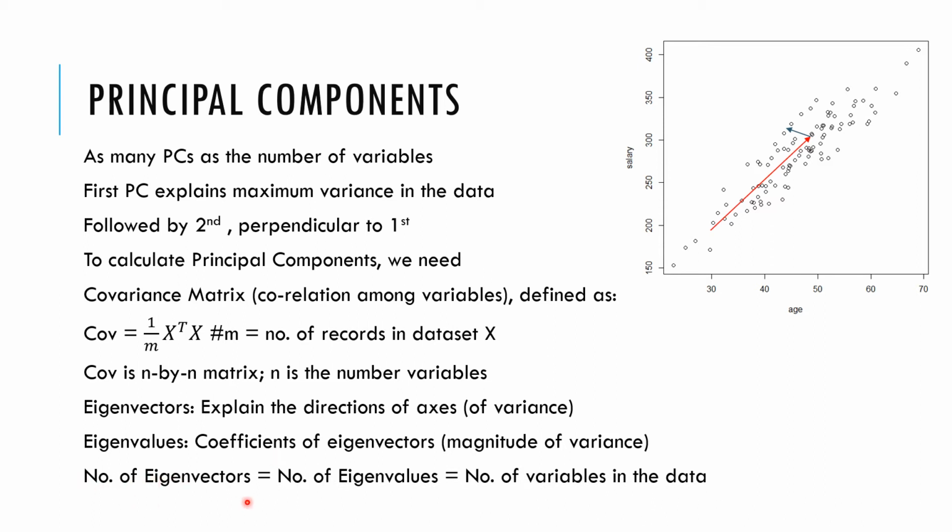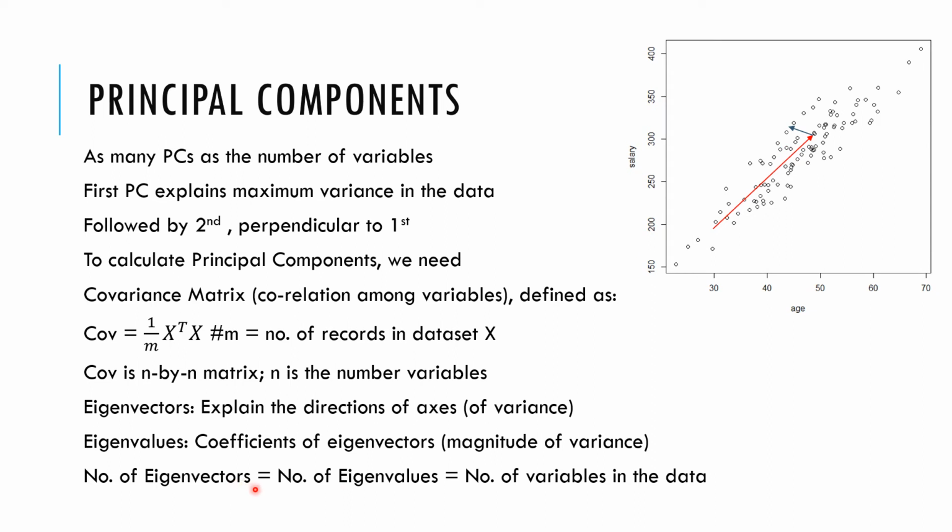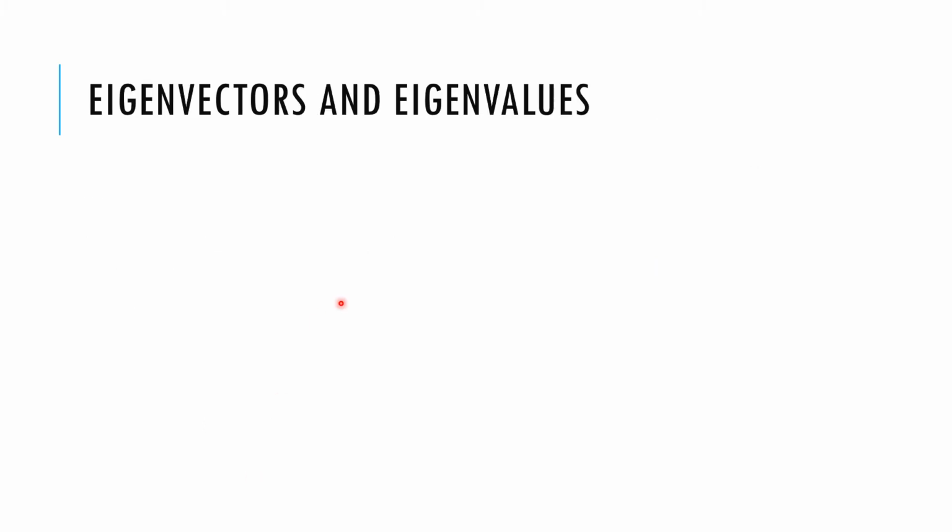One rule we need to remember is that the number of eigenvectors in a covariance matrix is equal to the number of eigenvalues, and equal to the number of variables in the data. For every eigenvector we'll have one eigenvalue. So the total number of eigenvalues or eigenvectors is equal to the total number of variables in the data set. We need to remember that. So let's understand how eigenvectors and eigenvalues play an important role in deciding principal components.